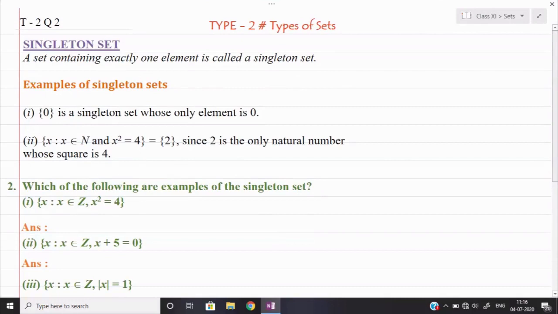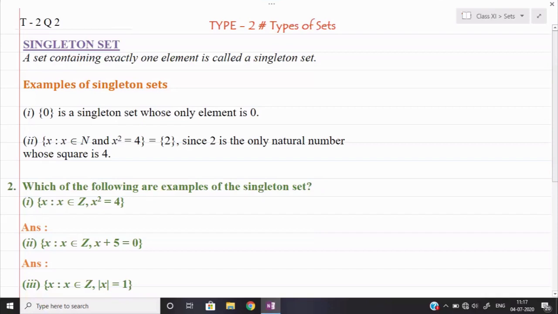Singleton, the word itself makes it clear: a set containing only one element is called a singleton set. We have seen a lot of examples earlier where some sets had no element, some had infinite elements, some contained a finite number of elements, and some contained only one element. So all sets containing only one element will be examples of a singleton set. Okay, so see the examples. 0 is given in the curly bracket. Just now we have seen the last part is a singleton set whose only element is 0.